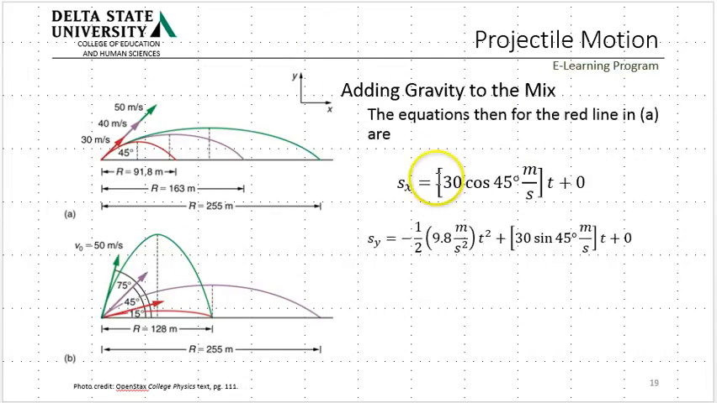So here we are: position x is 30 cosine 45, in meters per second, times time, plus 0 because our initial position x is 0. Position y is minus 1/2 times 9.8 meters per second squared times time squared, plus 30 sine of 45 degrees meters per second times time. So this is our set of equations, for the 45 degree one, that's the red line. We're looking at 30 meters per second, 45 degrees. That's that little red arc right there. This SX and SY describe where you are along that arc at all times.